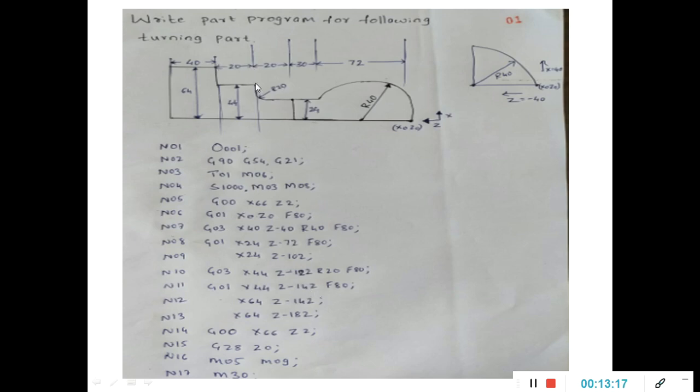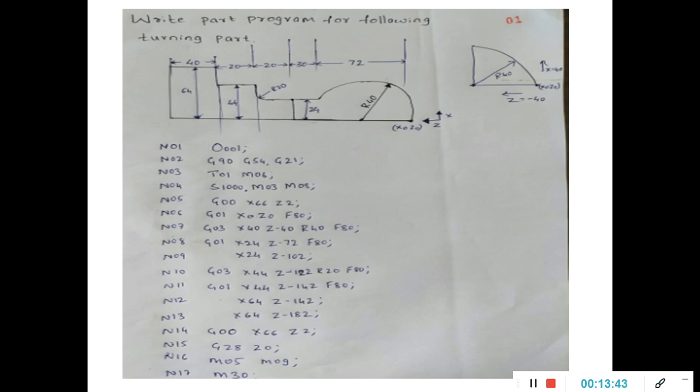Now your tool has come from this point to this point. Now again your tool must be moved from this point to this point. It is also a linear interpolation G01. The coordinates of this point are X is 64 and Z value is minus 142.